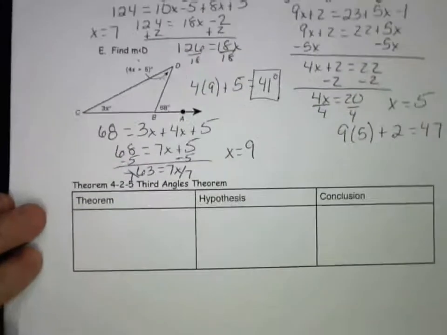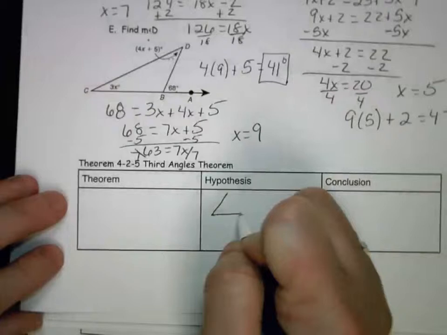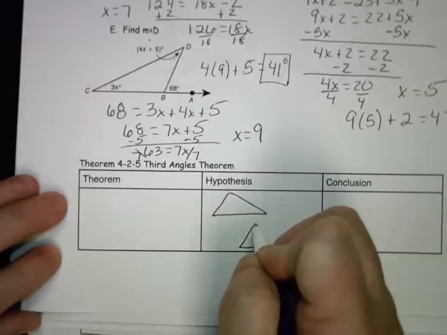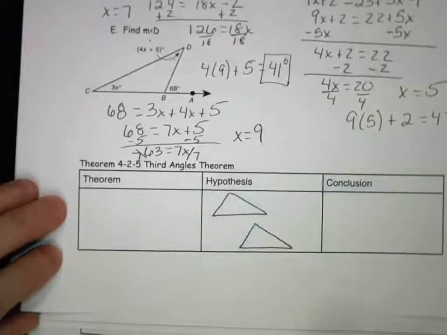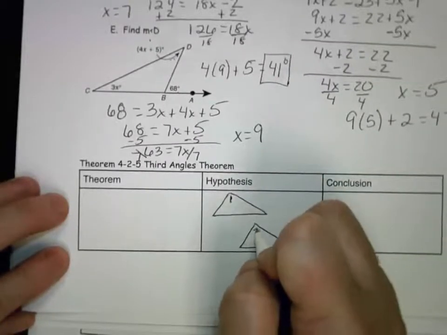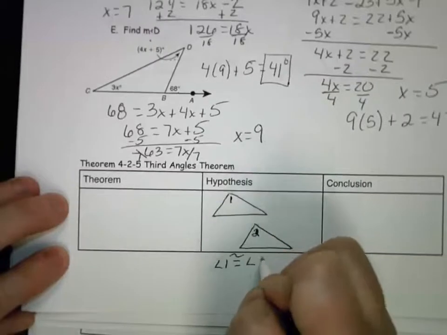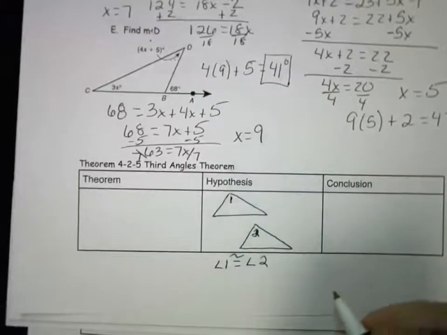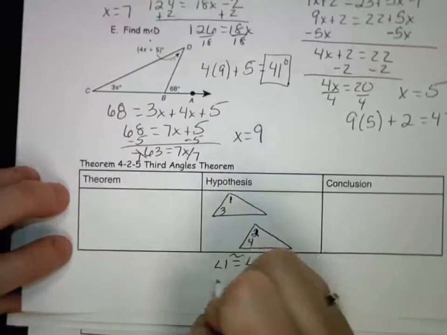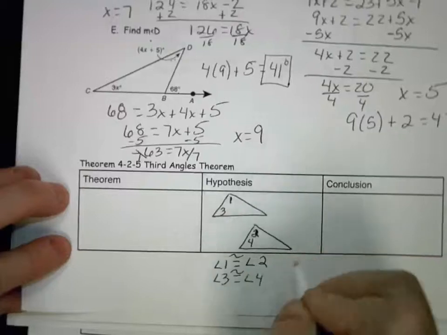Our next theorem is the third angles theorem, and we're going to draw two congruent triangles right here. And I'm going to tell you that angle 1 is congruent to angle 2. And here's a 3 and a 4. So angle 3 is congruent to angle 4.